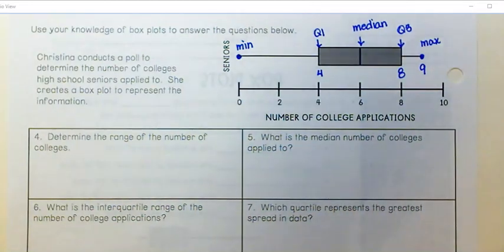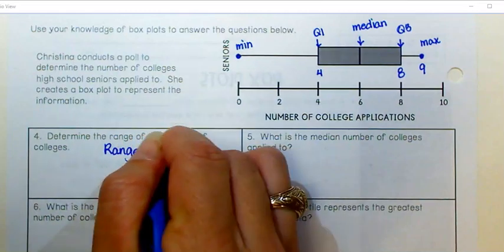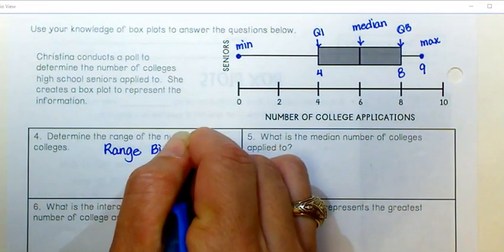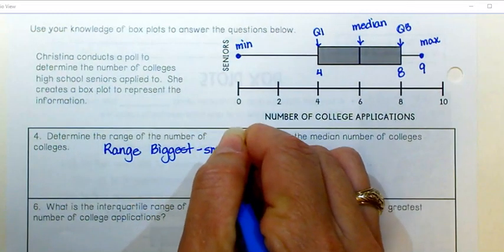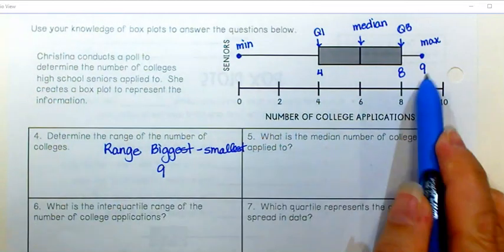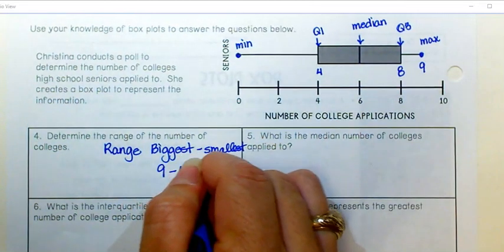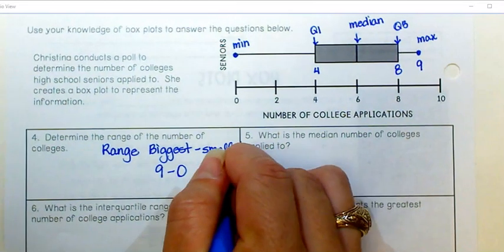All right, so I think we've already done the hard work. Now we just have to answer the questions. Determine the range of the number of colleges. Well, remember that range is your biggest minus your smallest number. And that is going to be 9, your max, minus 0, which is your minimum. So your range is 9.